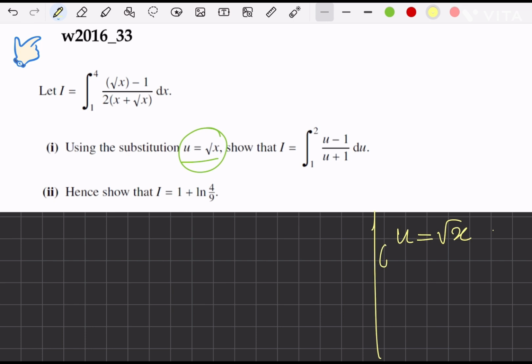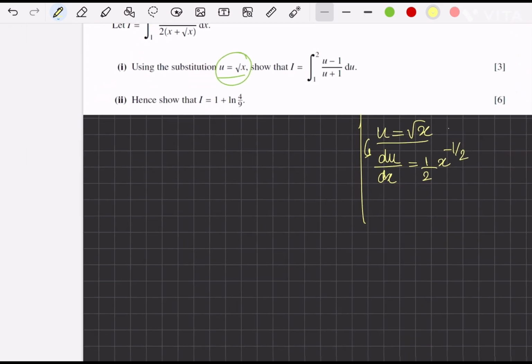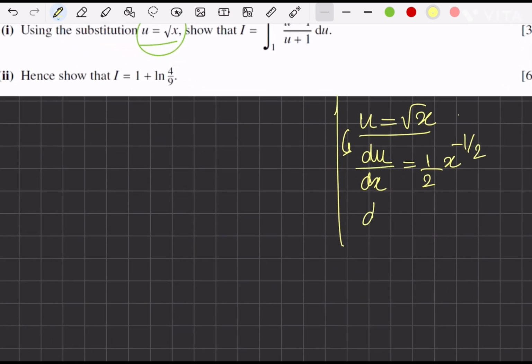Now the first step will always be to differentiate this. So du over dx is equal to, now the differentiation of x to the power of half would be half x to the power of half minus 1, that will be minus half. So I'll just simplify this further. So du over dx is equal to 1 over 2 root x.